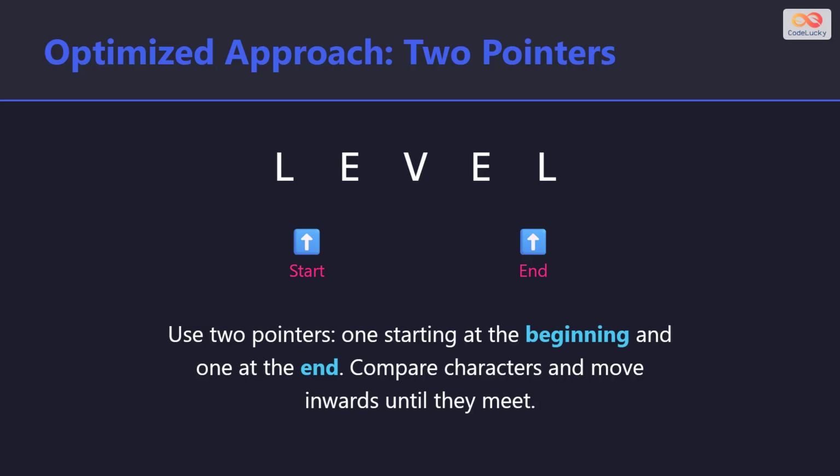We can optimize this using the two pointers technique. Instead of creating a new string, we just place one pointer at the start of the string and another pointer at the end. We then compare the characters at these positions.